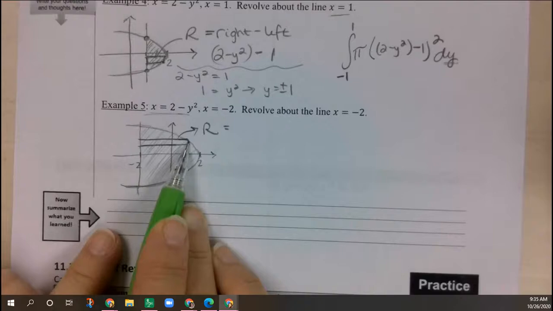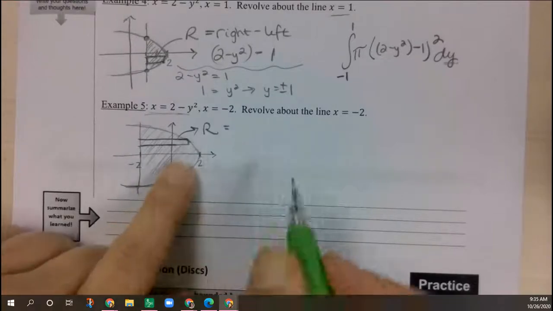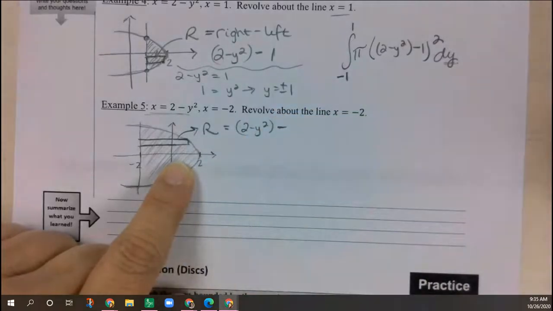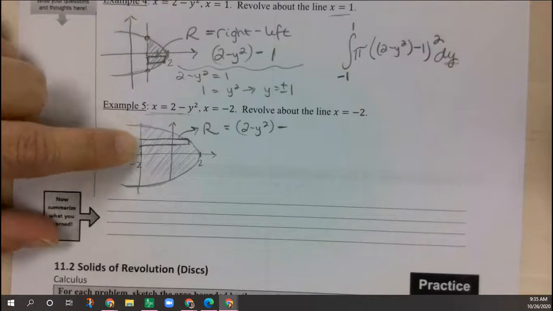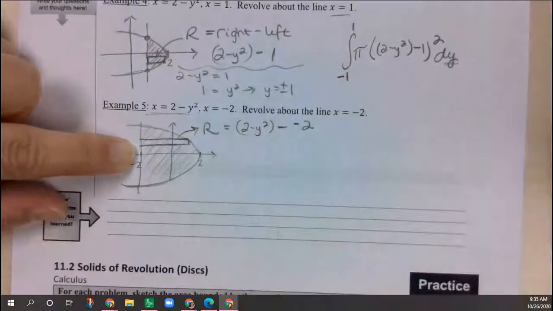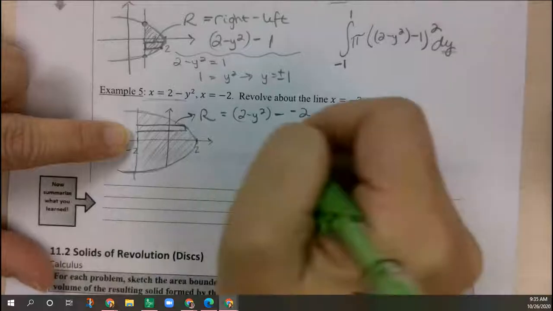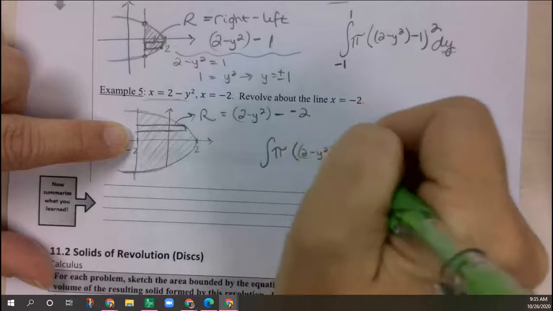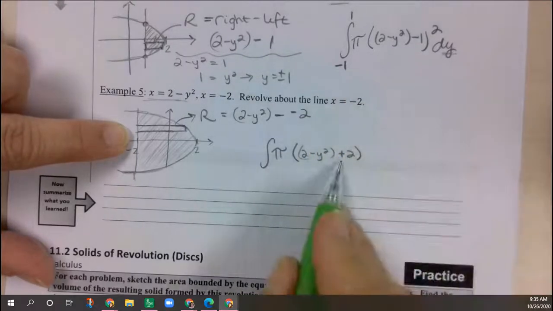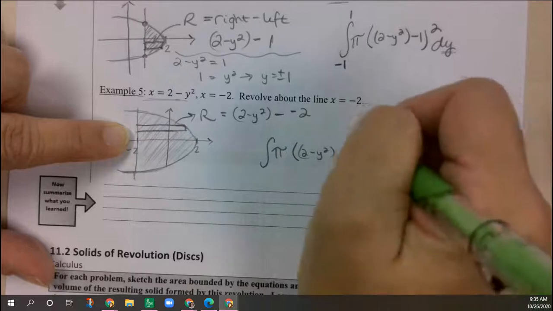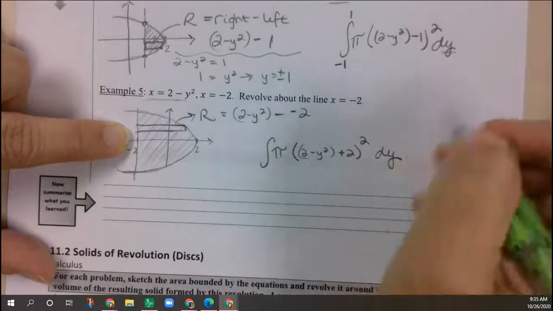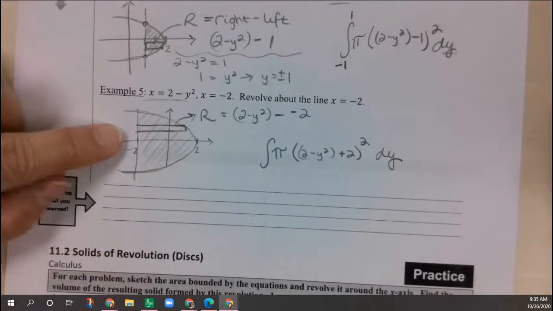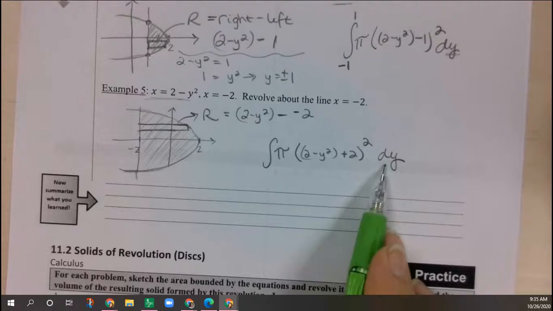If I look at the right edge of this rectangle, what's forming that boundary is our equation 2 minus y squared, minus whatever's forming the boundary on the left. That would be the vertical line x equals -2. So that's my radius. My volume is going to equal pi times r squared, which is all of that. I'm changing it to plus: 2 minus -2 is +2, squared. This is a dy because our rectangle is horizontal. It's perpendicular to a vertical axis that we're rotating around, so it's going to be dy.